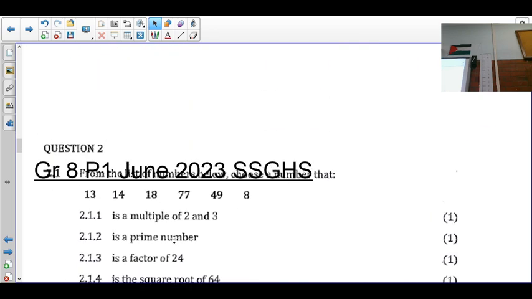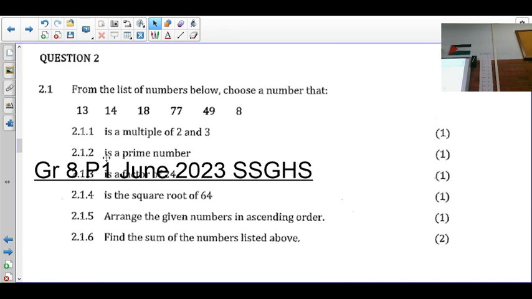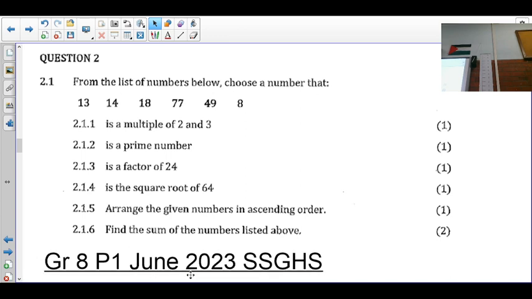Now we have question 2. In question 2 we are told from the list below. So only from the list below. Choose a number that is a multiple of 2 and 3. The list is 13, 14, 18, 77, 49 and 8. Now, if it's a multiple of 2 and 3, what is your LCM of 2 and 3? 6. So in other words, we must look at multiples of 6. 6 is not there, 12 is not there, however 18 is there. Can you see that? So 18 is the multiple of 3 and 2. Or you can count in 2s, 2, 4, 6, 8, 10, 12, and 3, 6, 9, 12, 15, 18 and so on. You'll see that 18 is the number that is a multiple of both.